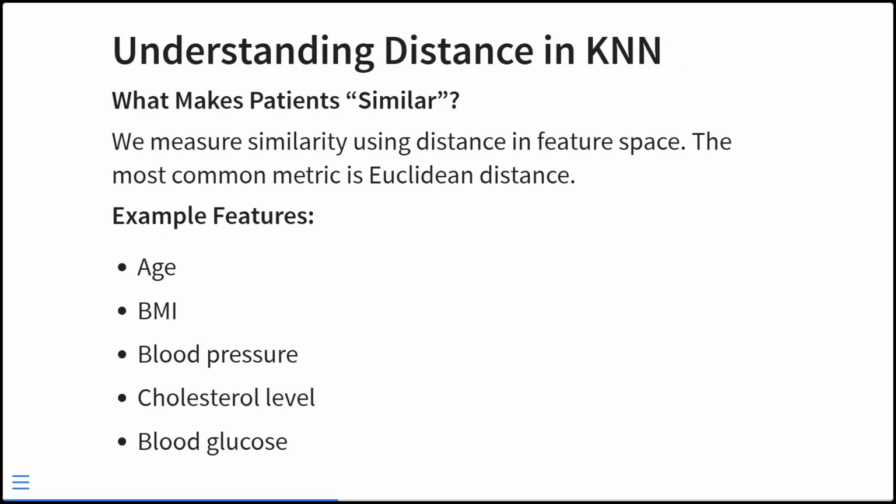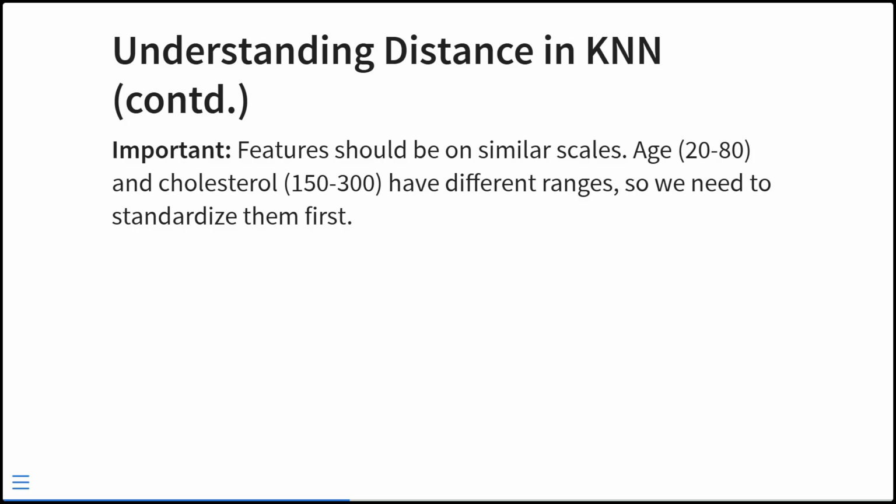So what actually makes patients similar? What makes a patient a neighbor of other patients? We usually measure similarity using distance in feature space. The most common metric is Euclidean distance. Let's say we have these example features: age, BMI, blood pressure, cholesterol level, and blood glucose. The features should be on similar scales. Age 20 to 80 and cholesterol 150 to 300 have different ranges, so we need to standardize them first.